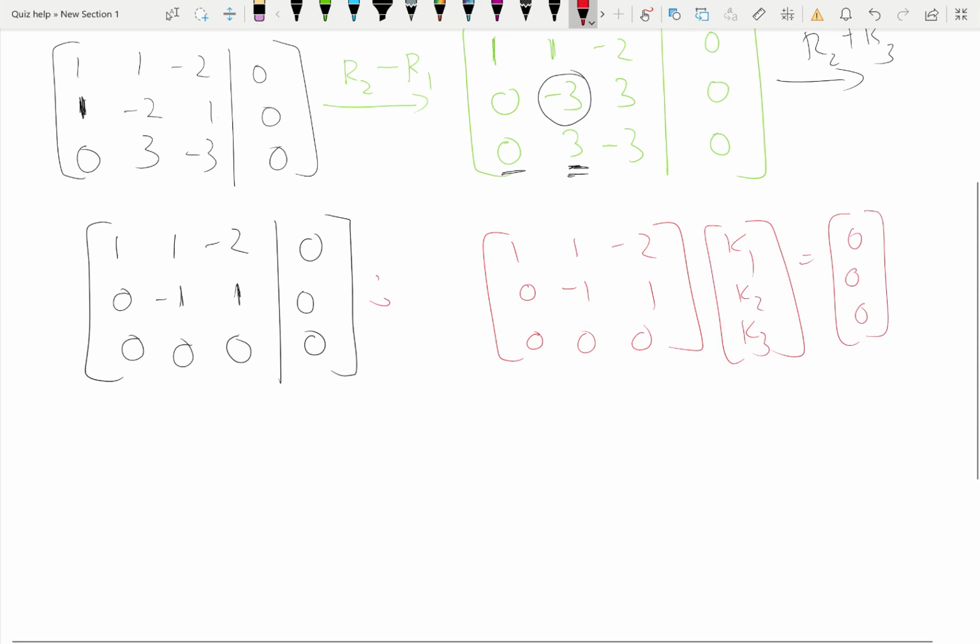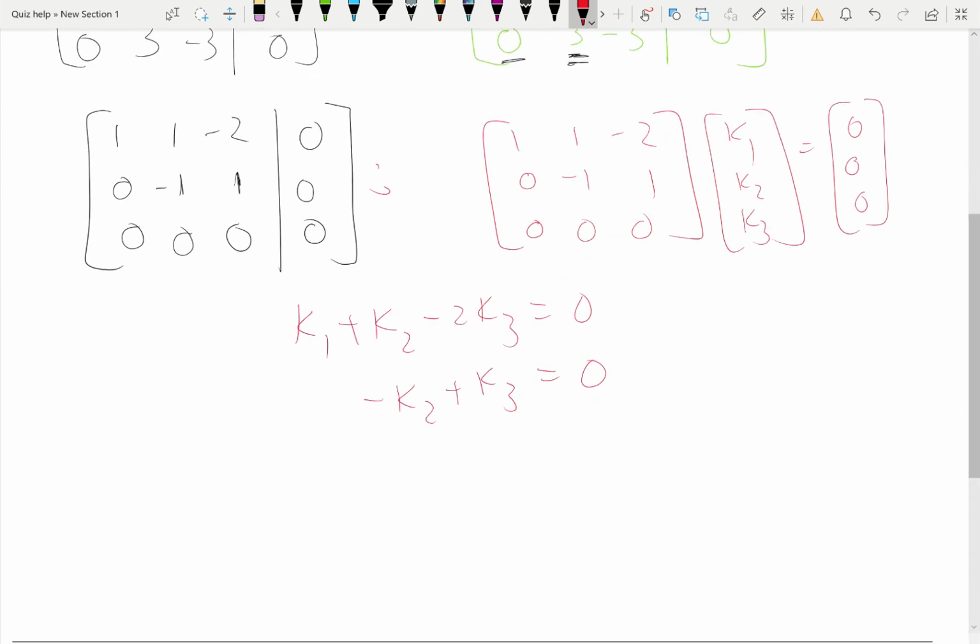Now let's write the equations. k1 plus k2 minus 2k3 is equal to 0. Negative k2 plus k3 is equal to 0. From the relationship, we can use the second relationship first. So k2 is equal to k3.